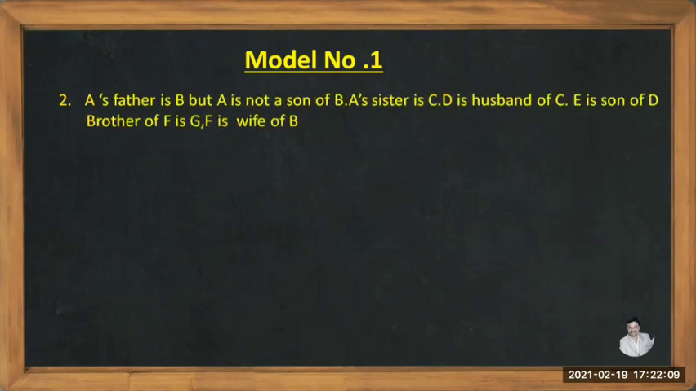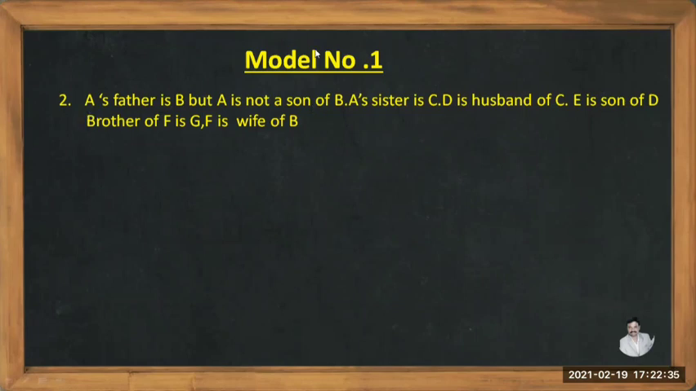A's father is B, but A is not a son of B. A's sister is C. D is husband of C. E is son of D. Brother of F is G. F is wife of B. This is completely one single group of family. So this is the given data.